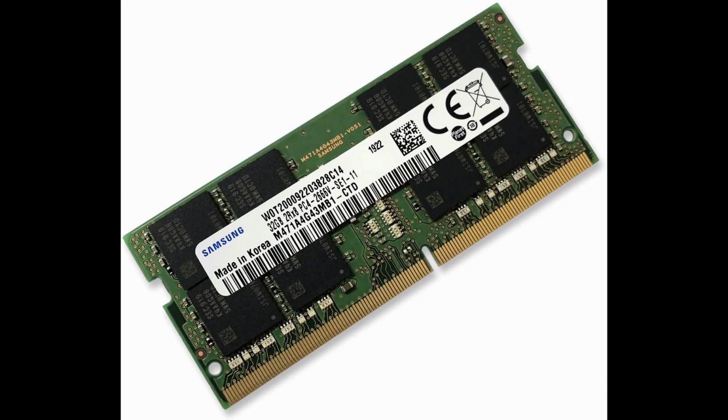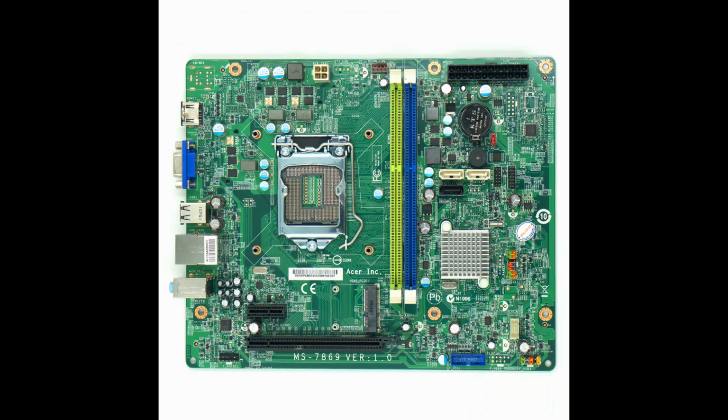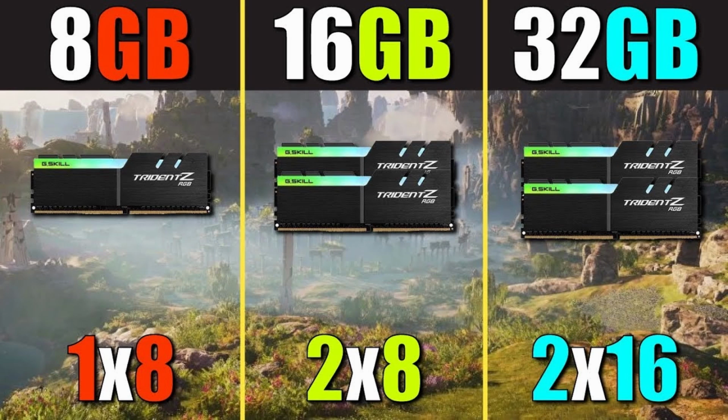RAM comes with different types of DDR. DDR4 is the most recent, and DDR3 is an older generation. The motherboard that you get tells you what type of memory is compatible. 8 gigabytes of RAM is sufficient for most needs, and 16 gigabytes or more is good if you use it for intense video editing.